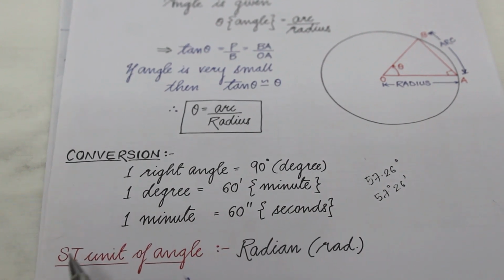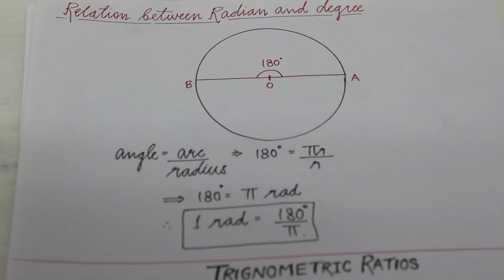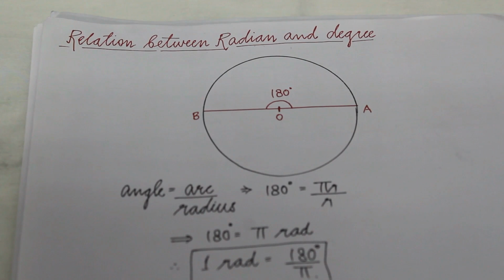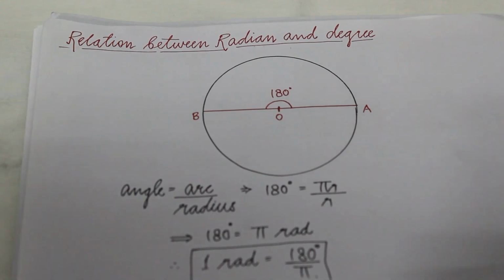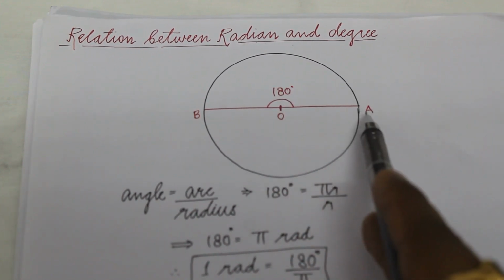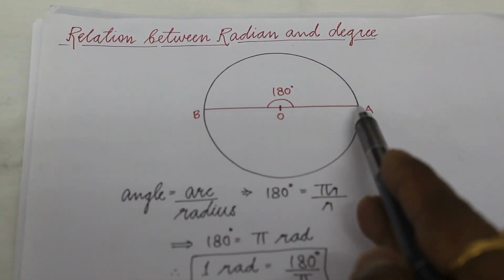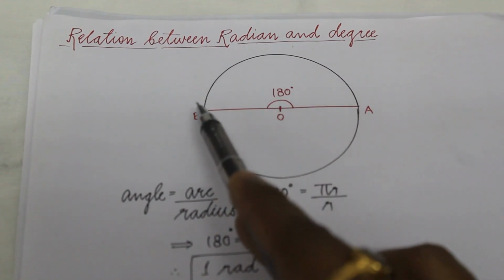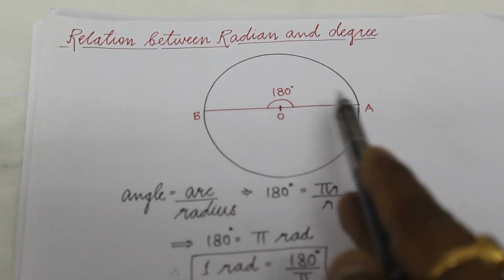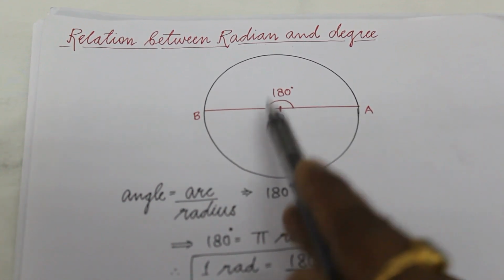Now talking about SI unit of angle, SI unit of angle is radian. You must remember this, that SI unit of angle is not degree. What is the relation between radian and degree? Radian is the SI unit of angle. Now what is the relation between them? As you can see, I have drawn a circle with radius OA. Initially the point was at A, now it has moved to point B. You have learned what is angle. The angle covered here is 180 degree.